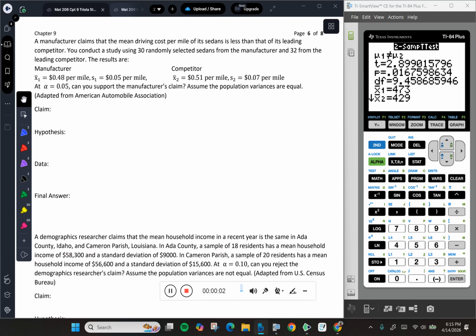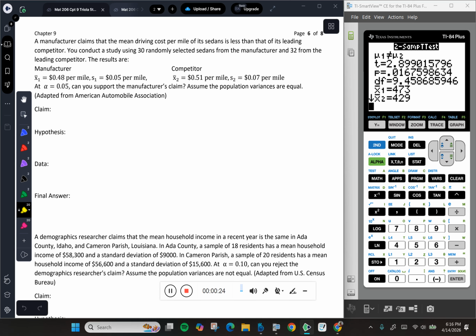All right, so welcome back for part two of session 9.2. We're continuing on with this idea of hypothesis testing for a claim about the means of two different populations and how they compare to each other. Which one's bigger, which one's smaller, are they equal? All right, so here we go.